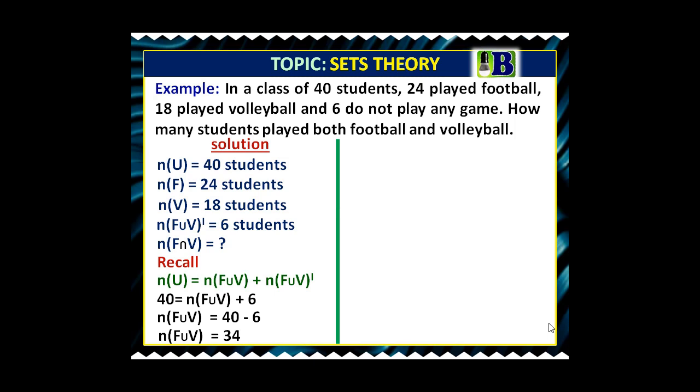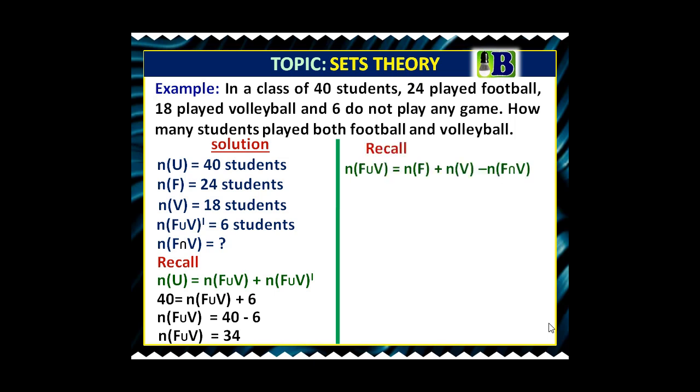But why are we calculating for the union? We are calculating for the union because there is a formula that connects the union and the intersection. By the time we know the union, automatically we can look for the intersection. So let's bring the formula that connects the union and the intersection.